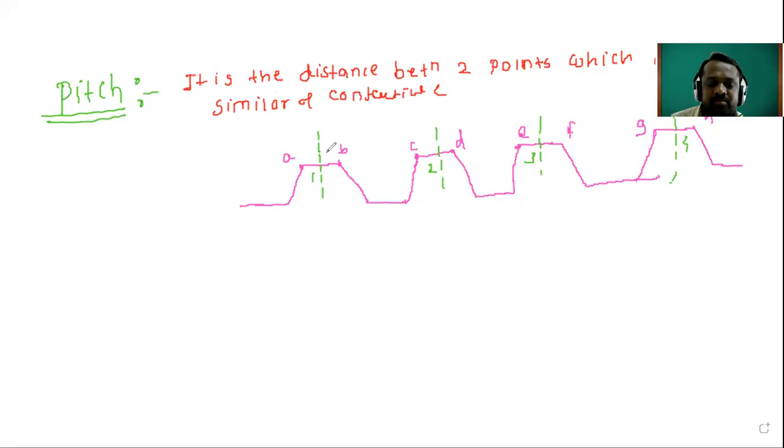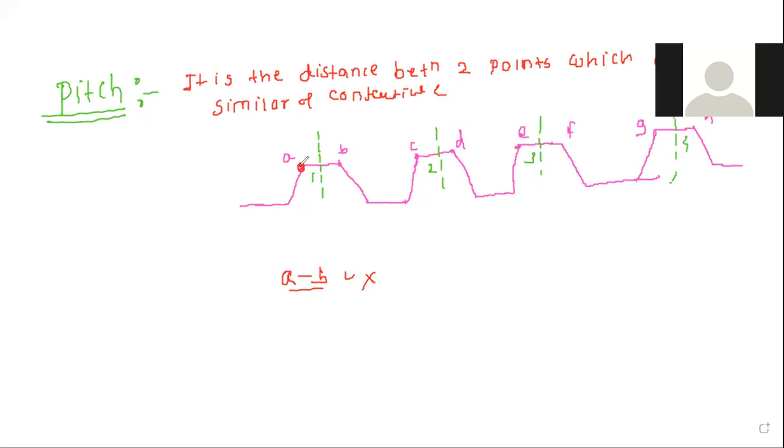Then tell me, suppose I take this as the first point, point A, and point B. Is it pitch? No, sir. Tell me, the distance between two points which are similar and consecutive. Then tell me, A to B, is it pitch? No, sir. The definition says we have to take the distance between two points, but those two points should be similar and consecutive.